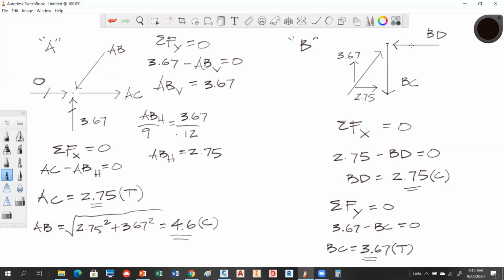So this one was a heck of a lot easier than this one because I didn't have to worry about anything that was diagonal feeding into it. All right? Are we okay so far? You guys following it at least?